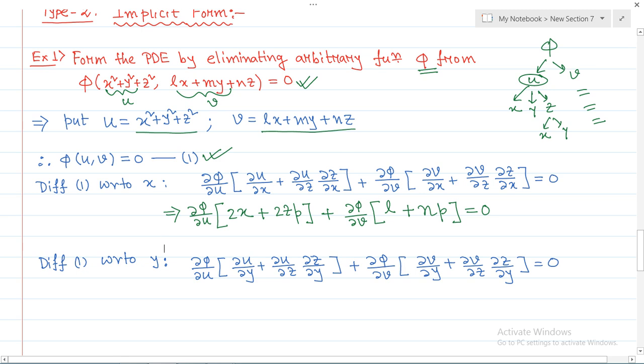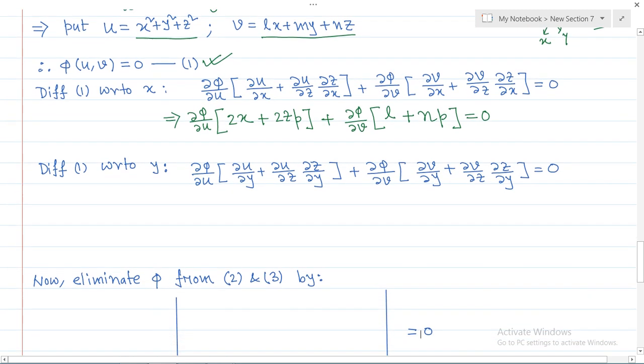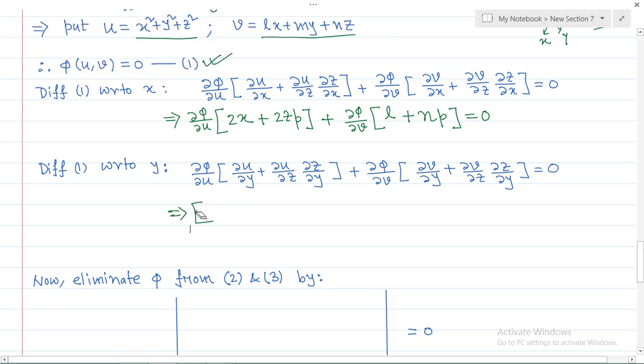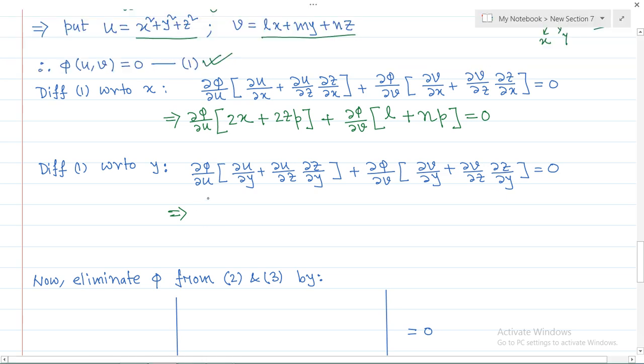Similarly, if we differentiate with respect to y, what we have here is del phi del u times del u del y. So what is our del u del y? That is equal to 2y, right? So here del phi del u will be as it is. Del u del y is 2y plus del u del z is 2z.